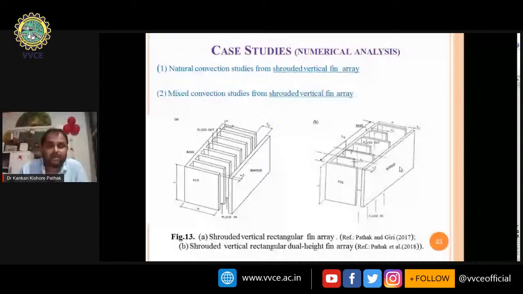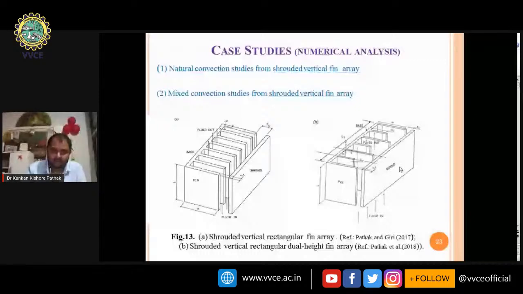Now we can actually formulate the fin problems, or we are just considering a numerical analysis. We are going to consider a numerical analysis of natural convection studies from shrouded vertical fin array and mixed convection studies from shrouded vertical fin array. Two configurations actually. I will show how to formulate the natural, mixed and forced convection problems, approach by approach. So I consider these two case studies: one is natural convection, another is mixed convection.